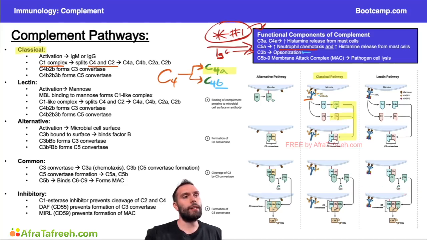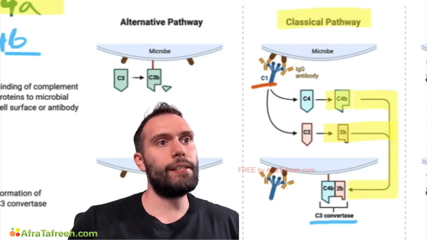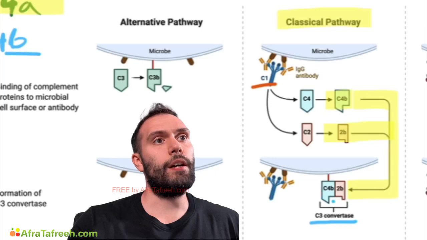This microbe is marked with an antibody, the C1 complement factor bound to the Fc portion on the IgG antibody, or it could have been IgM, and then that cleaved the C4 and C2 complement factors to C4b and C2b. Those come together and now they form a C3 convertase. So the convertase is telling you what this structure does. It takes a C3, just like we did with our C4, and cleaves it into two components. Again, this C3 convertase is made up of C4b and C2b on the surface of this microbe.